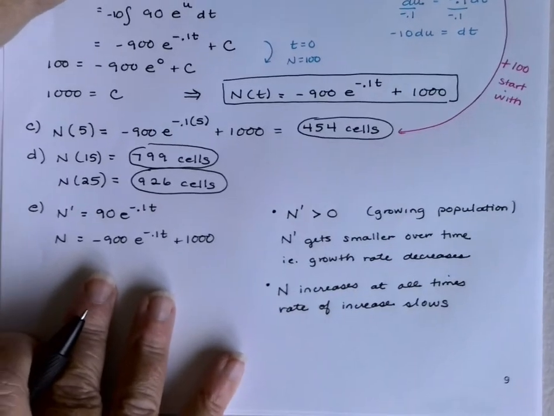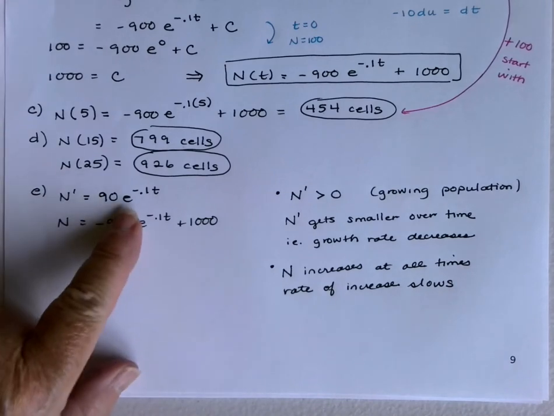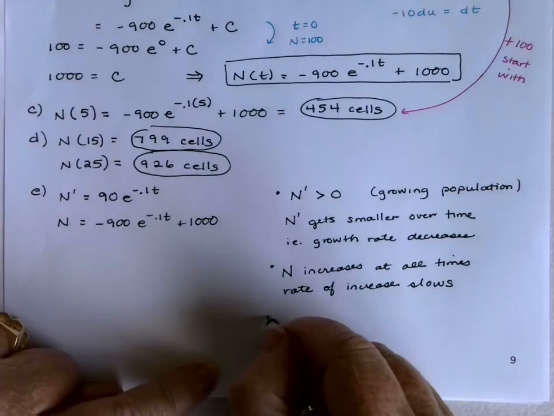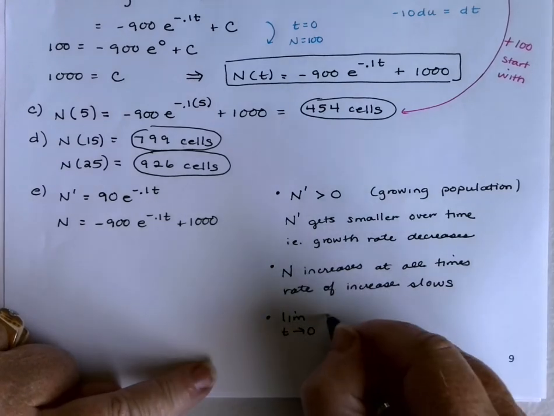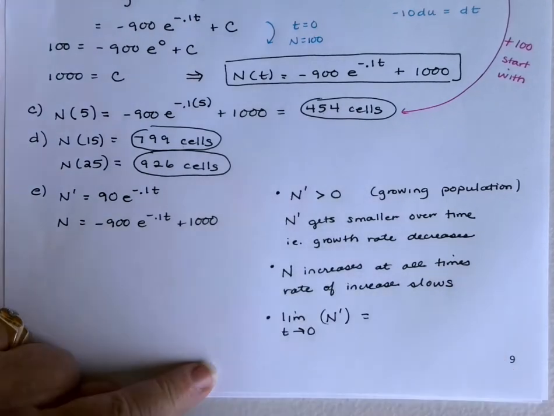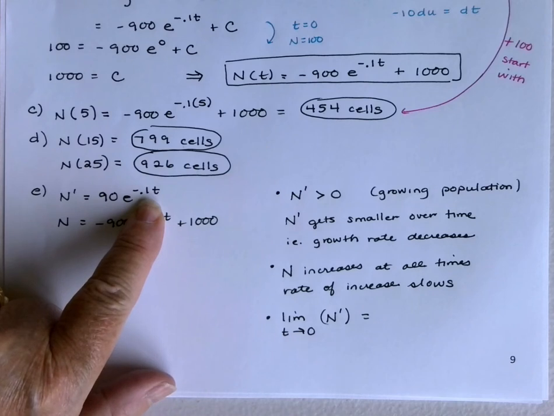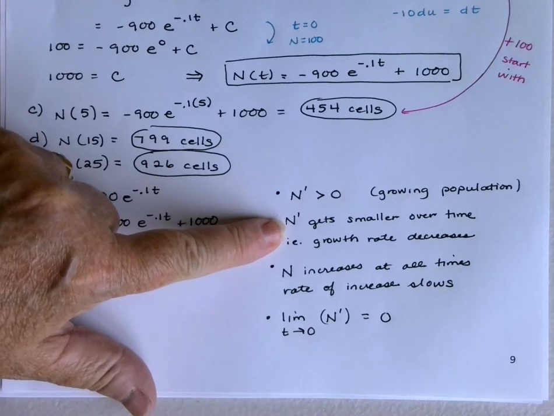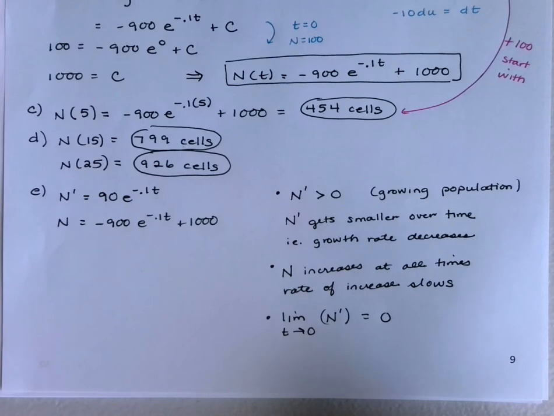All right, let's get a little bit mathier with that. Let's think long term. What's going to happen to both the n prime and the n equation as t goes to infinity? If t goes to infinity, that would become e to the negative infinity, and that limit is 0. So not only is our n prime getting smaller over time, but we now know its limit is 0. Essentially, it's going to stop changing, stop growing.